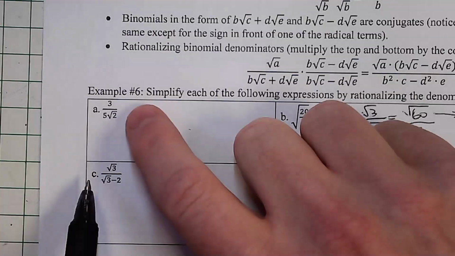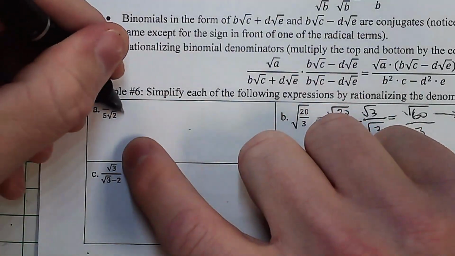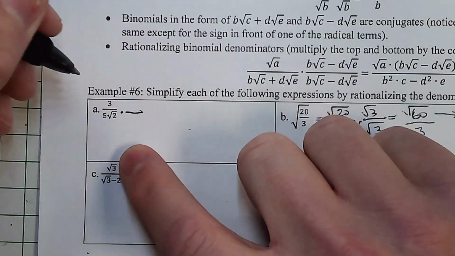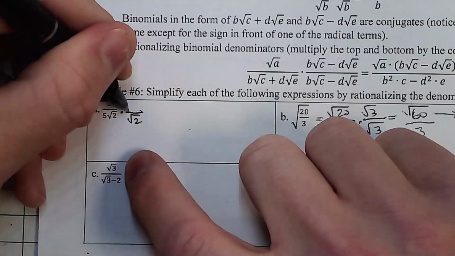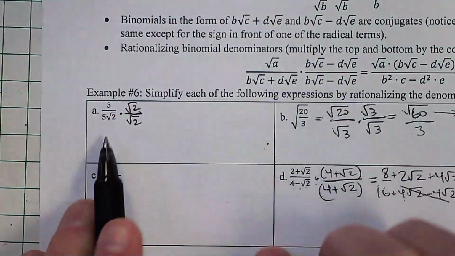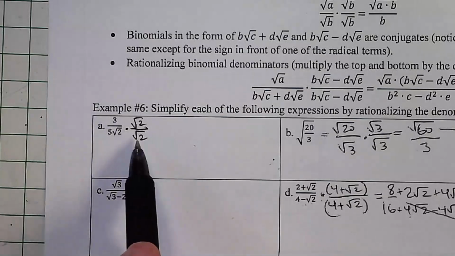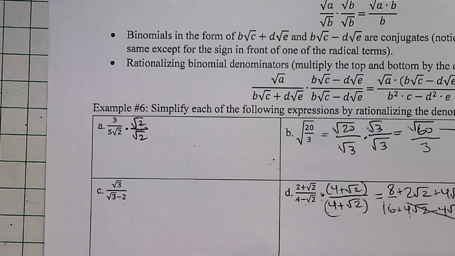So here's what you do on this one. Whenever you have this, you're going to multiply the top and the bottom by the square root that's on the bottom. So I multiply the top and bottom by the square root of 2. Okay? And the Raphael property is going to come through in the clutch here in a moment, and then y'all will see why we're doing this.